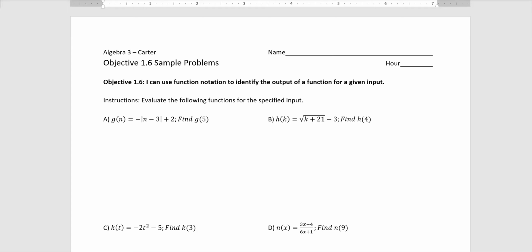Yes, and welcome to our Objective 1.6 sample problems. Objective 1.6 says I can use function notation to identify the output of a function for a given input. So let's get started. Let's look at letter A here.